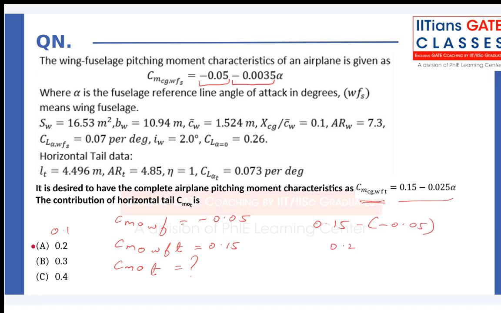Correct. Okay. So now look at the complete aircraft characteristics and can you tell me if the aircraft is longitudinally stable or unstable? Why is it stable? Correct. Perfect. Negative CM alpha. Right. Okay, now let's go to the next question.